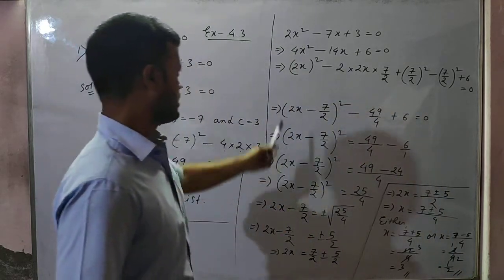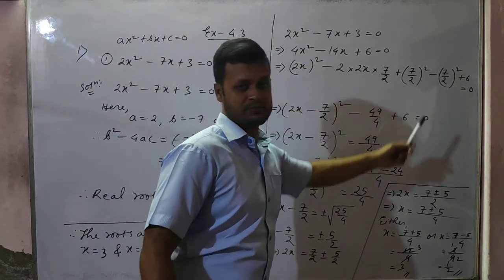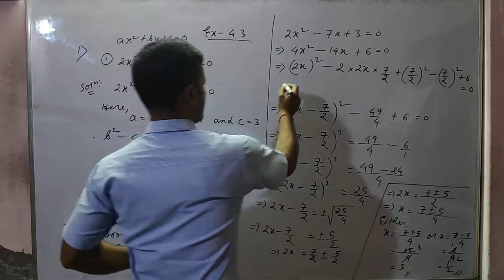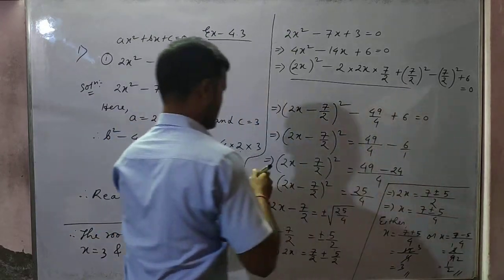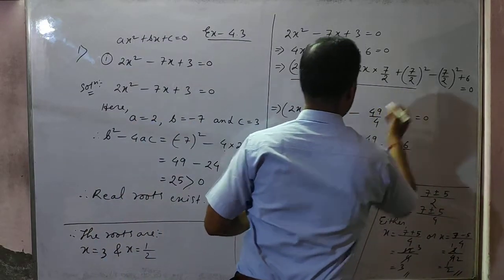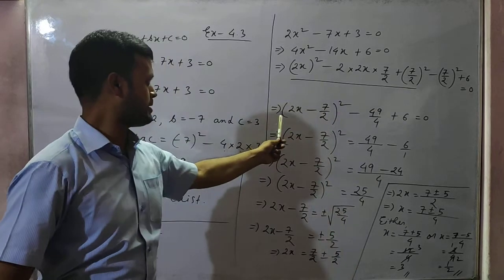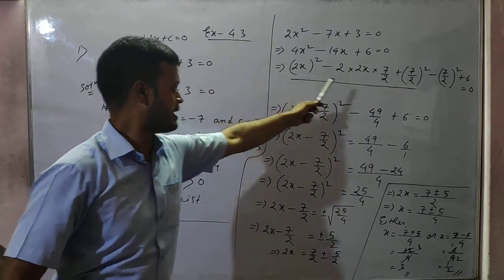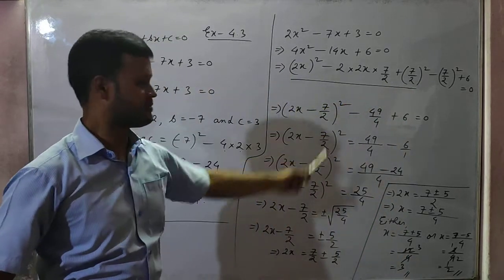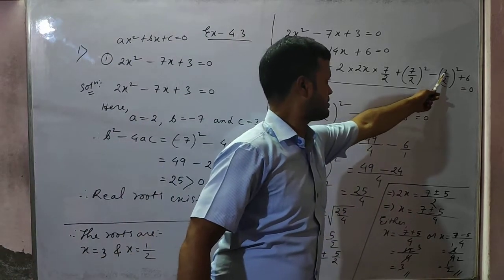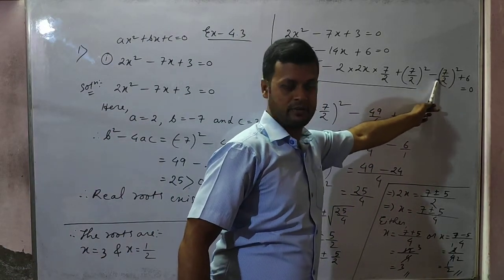Now a square minus 2ab plus b square. See carefully. Till here. So a square minus 2ab plus b square will become a minus b whole square. This is a and this is b. So 2x minus 7 by 2 whole square. And this one, minus 7 by 2 whole square is there, no? Minus 7 by 2 whole square.